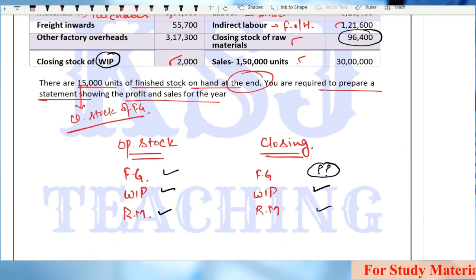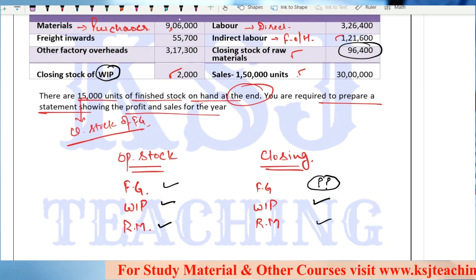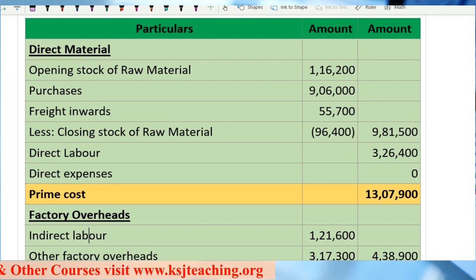Right? Have you understood the problem here? What is the basic crux of the question? Now, let's see the solution.